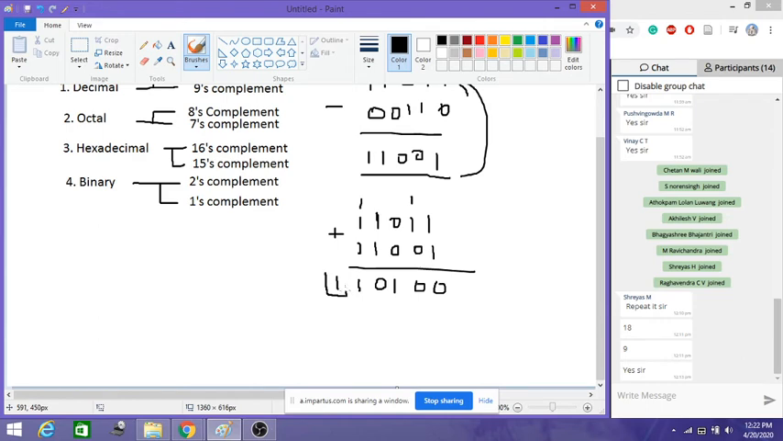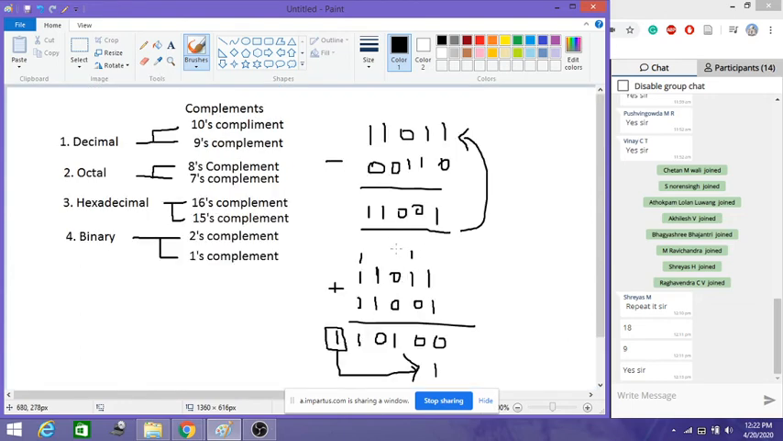In this case, whenever we get a carry, we have to add that carry here. So we'll add this carry to the least significant bit. Then the final answer will become 1 0 1 0 1. So this is the 1's complement result.